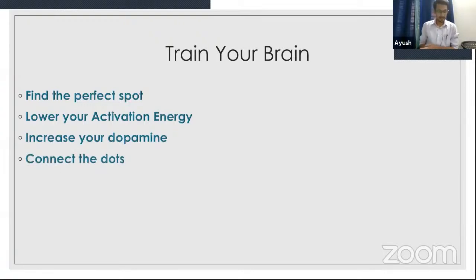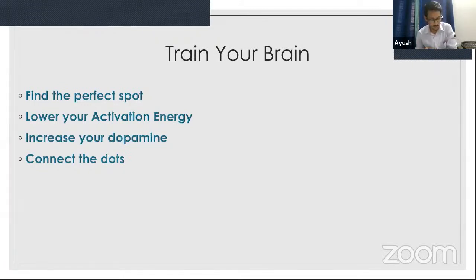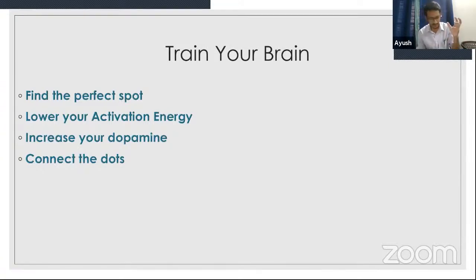When I say connecting the dots, what do I mean? Connect the dots. This is something which I always like to share. There are two things which I want you to do. One is with regard to your memory. Actually, both the things are with regard to memory, but one is purely with regard to memory. The second is with regard to logic.